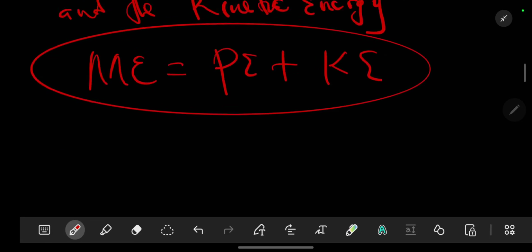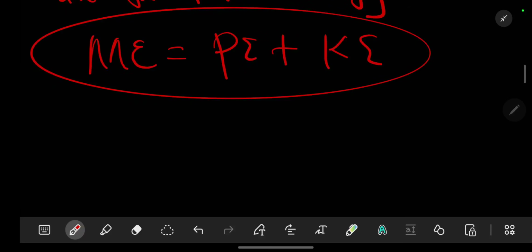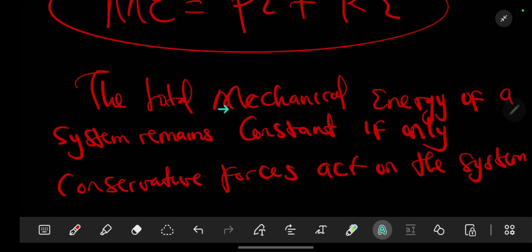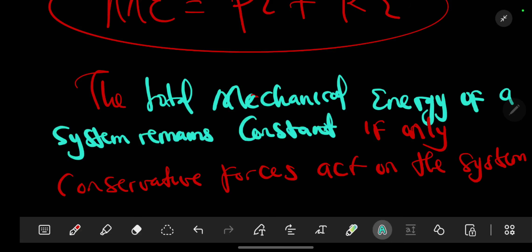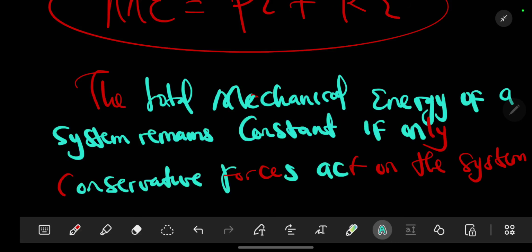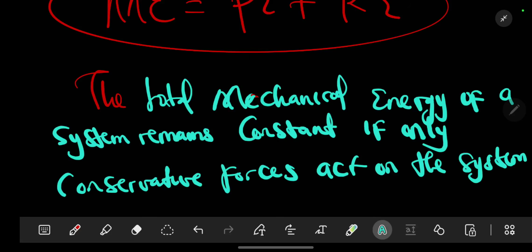According to the law of conservation of mechanical energy, the total energy of the system remains constant if only conservative forces act on the system. So we are saying that the total mechanical energy of a system remains constant if only conservative forces act on the system. The example of what we mean by this is this.